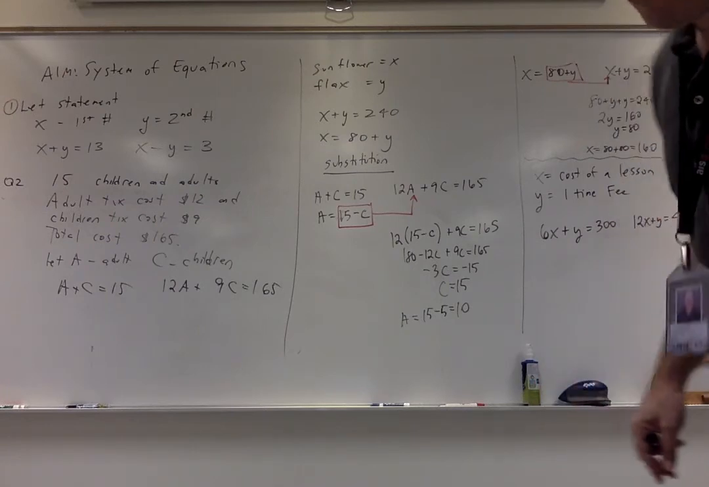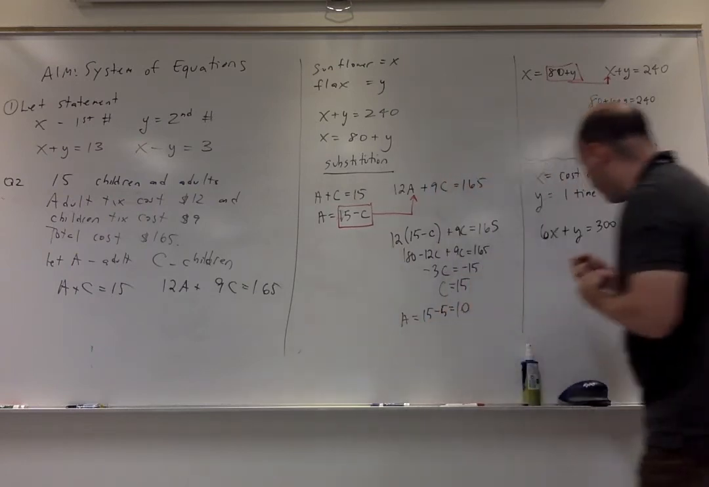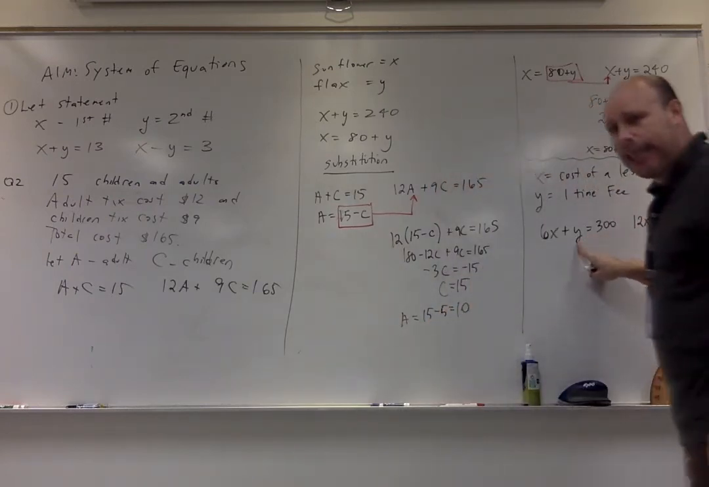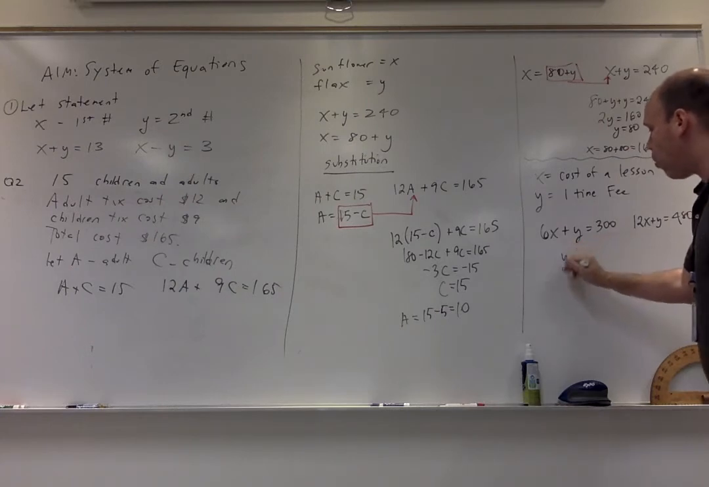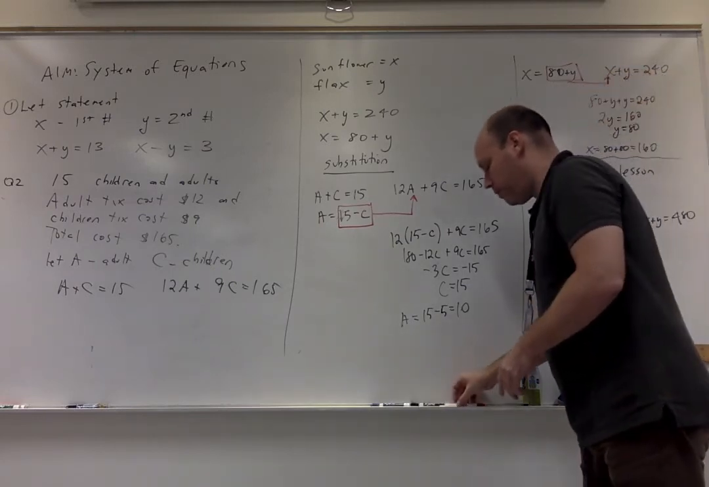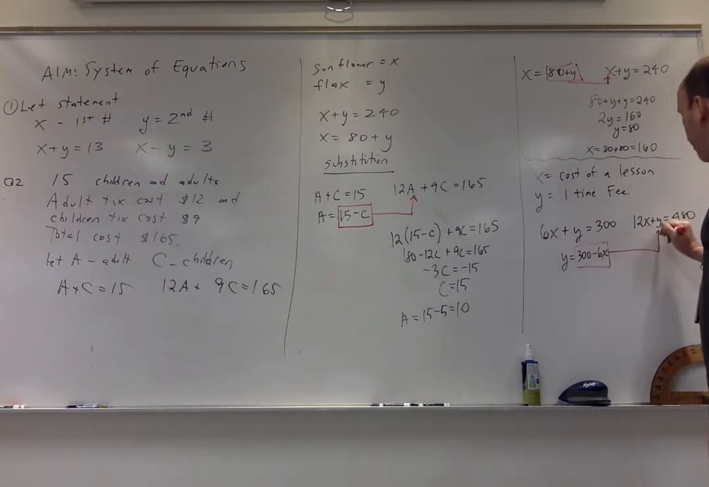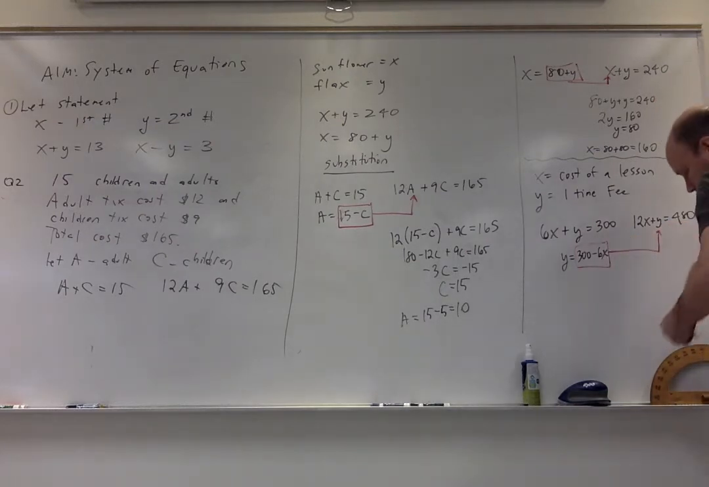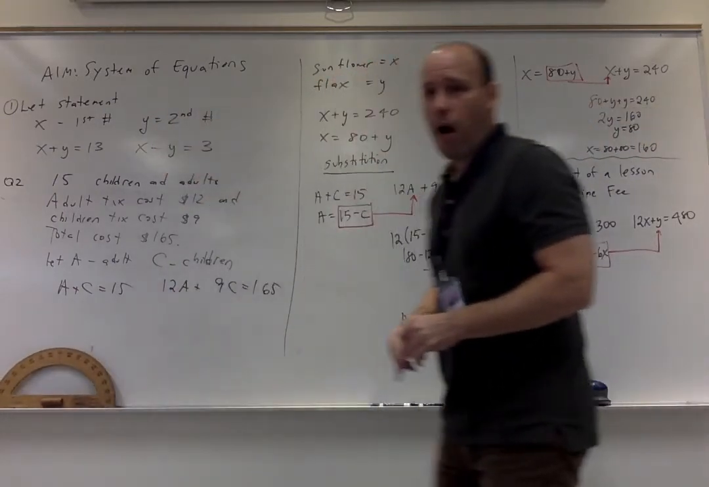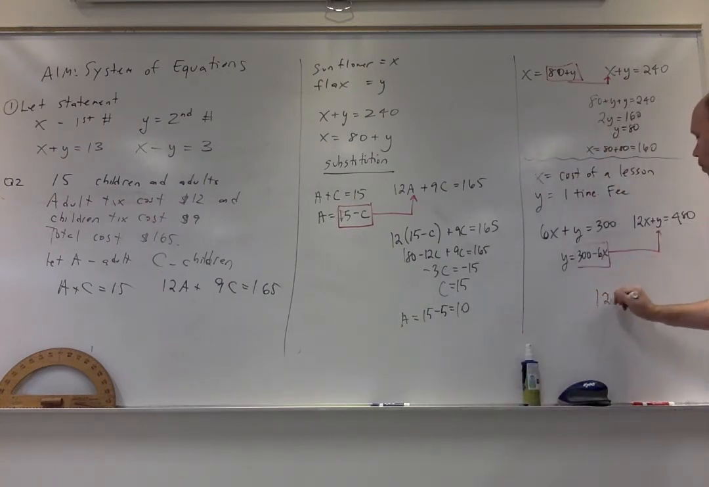What are we going to do? Well, I'm going to solve for one of these equations. So I'm going to look at my first equation and say, you know what? I can easily get y alone. So I'm going to rewrite this as y equals 300 minus 6x. And then I'm going to take this expression and stick it in the y, or substitute in the y, and then I have my new equation, 12x plus 300 minus 6x equals 480.